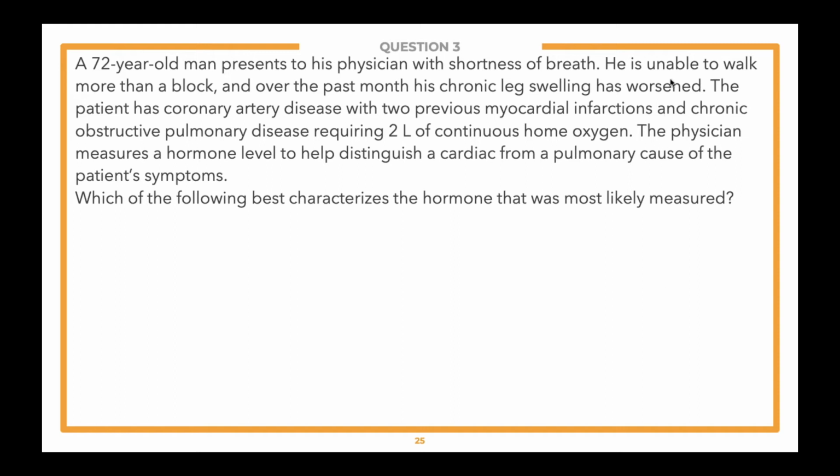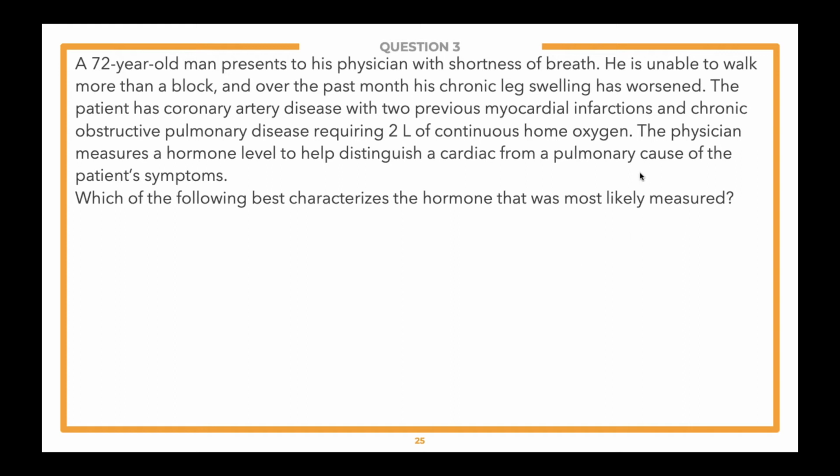And then we'll read that vignette. All right, I see some responses coming in. Let's take a look at that vignette. A 72-year-old man presents to his physician with shortness of breath. He is unable to walk more than a block. And over the past month, his chronic leg swelling has worsened. The patient has coronary artery disease with 2 previous myocardial infarctions and chronic obstructive pulmonary disease requiring 2 liters of continuous home oxygen. The physician measures a hormone level to help distinguish a cardiac from a pulmonary cause of the patient's symptoms. Which of the following best characterizes the hormone that was most likely measured?